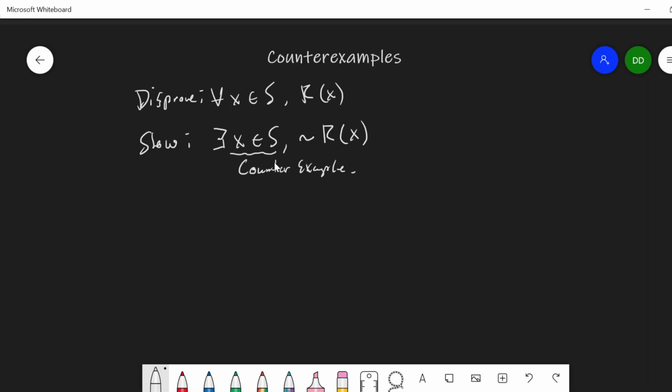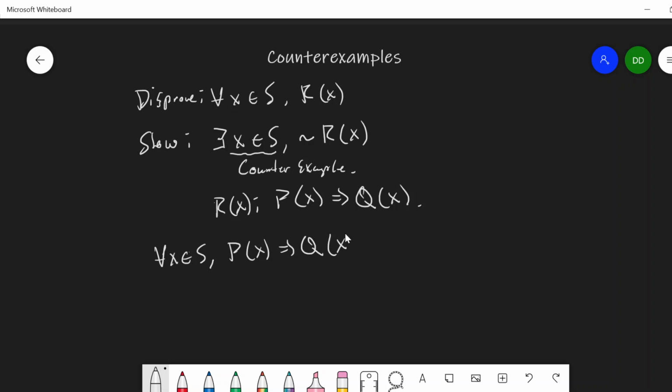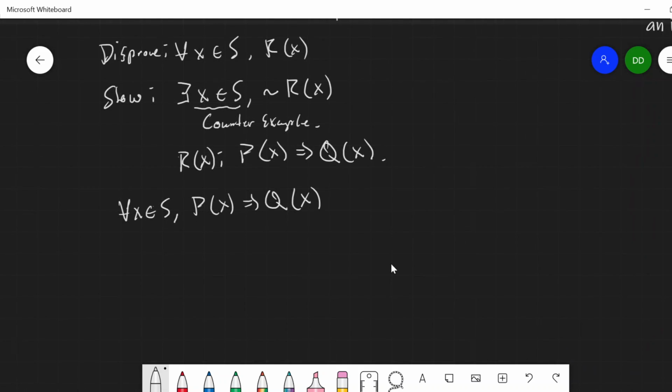Now, we're also going to look at statements that are implications, because a lot of statements in mathematics are implications, and so we should talk about how you disprove a universally quantified implication like this. If we have a statement like, for all x in S, P of x implies Q of x, how do we disprove this? We have to remember how to negate an implication.